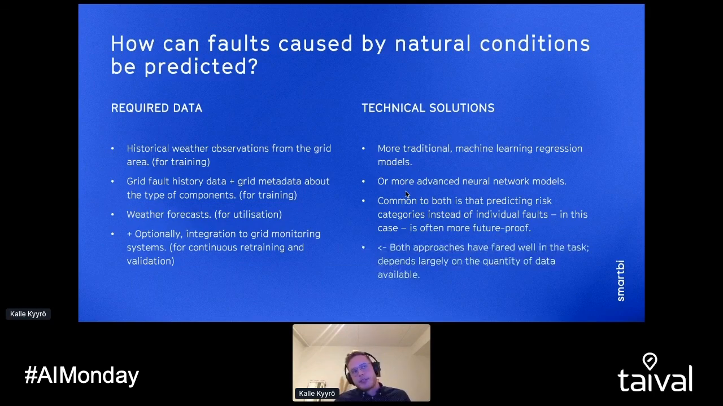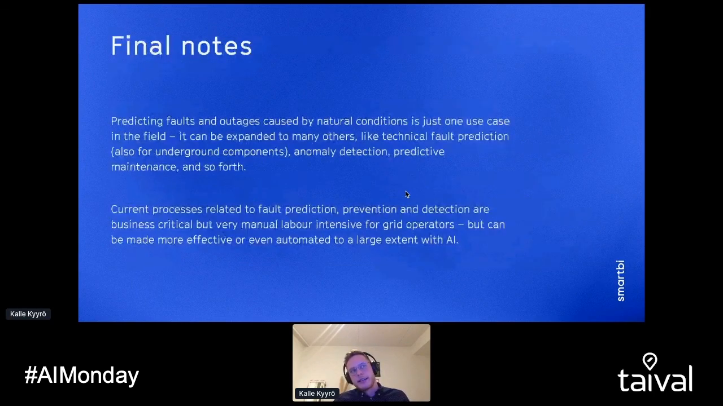And to recap on this use case, this is just one example: the prediction of faults and outages based on natural conditions. Like I also covered in the beginning, it can be expanded to so many other use cases like technical fault prediction, which is also applicable for different underground cables and components, anomaly detection, predictive maintenance, and many other use cases. But it is just one example of those.